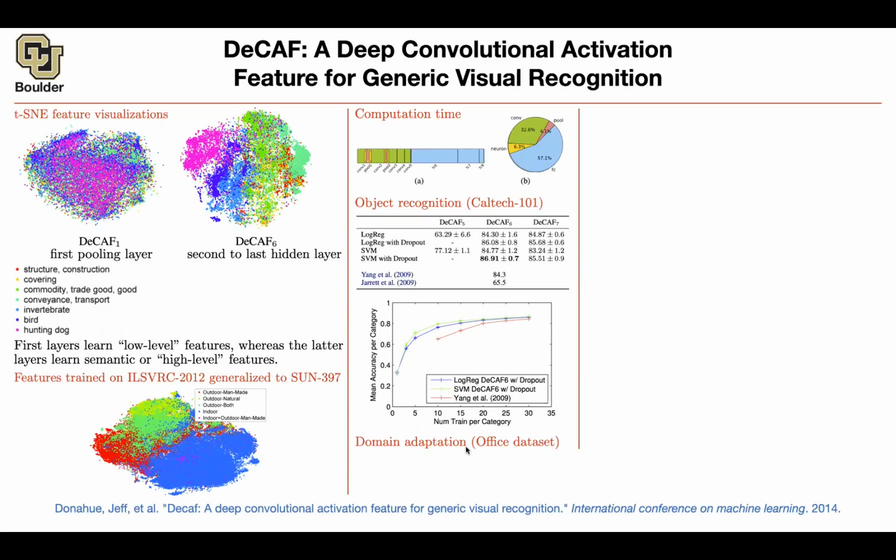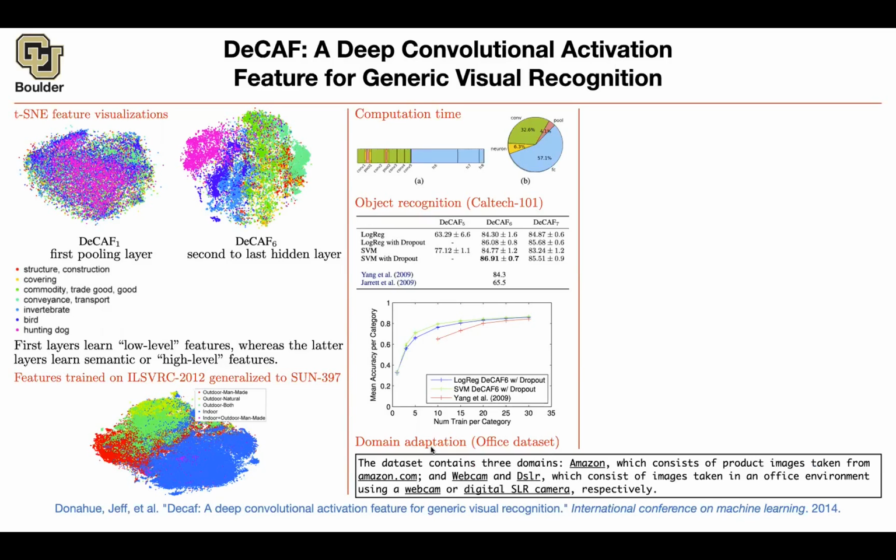How about a totally different task? It's not only a different data set, but it's a different task. And what is the task? You have data collected from 3 domains. Amazon, these are product images taken from Amazon.com. You're going to have webcam and DSLR. These are images taken from products in an office environment, using your webcam or your digital SLR camera. So the ones on Amazon are going to have a higher quality compared to a webcam or a camera.